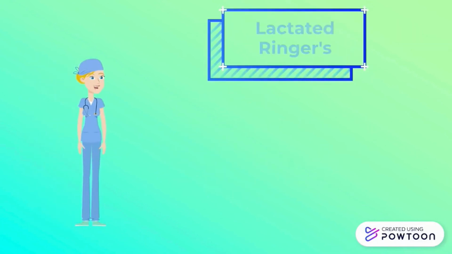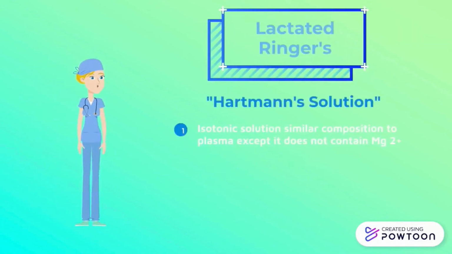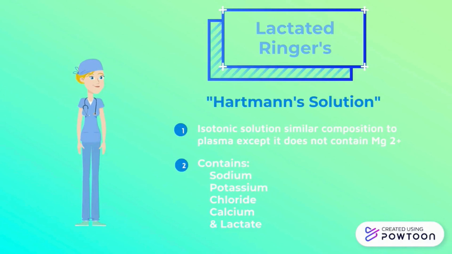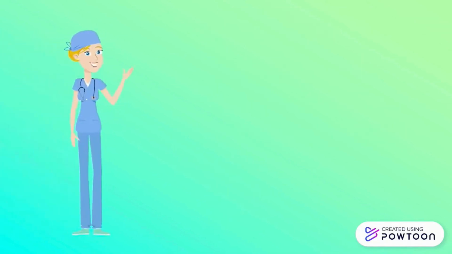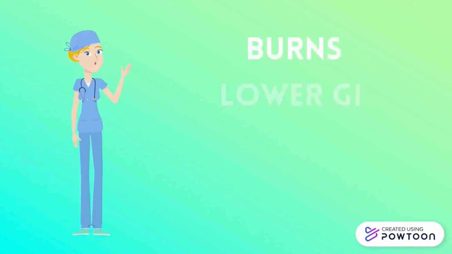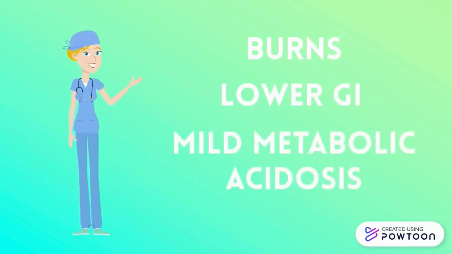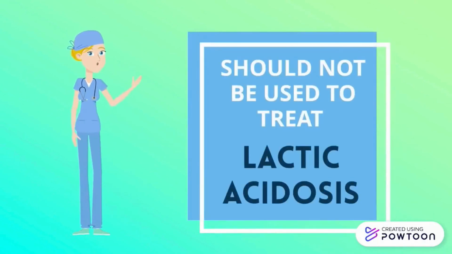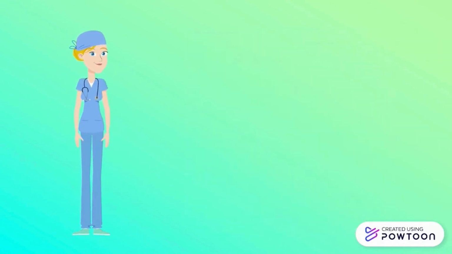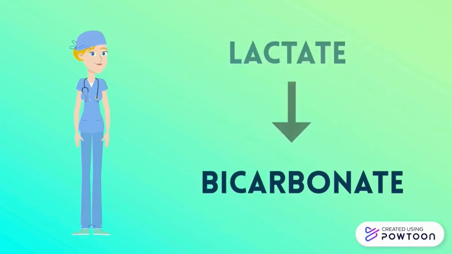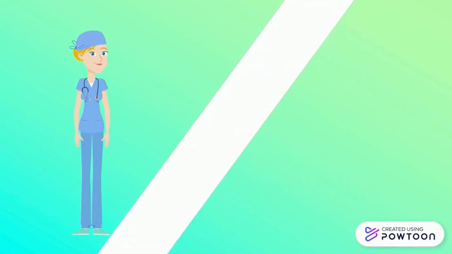Lastly, lactated Ringer's or Hartmann's solution is an isotonic solution with a similar composition to normal plasma, except it does not contain magnesium. It contains sodium, potassium, chloride, calcium, and lactate in approximately the same concentration as those of the ECF. Lactated Ringer's is used to treat losses from burns and lower GI tract complications. It may be used to treat mild metabolic acidosis, but should not be used to treat lactic acidosis because the body cannot convert lactate to bicarbonate. It does not provide free water or calories.